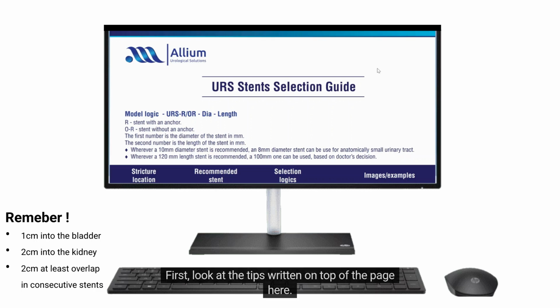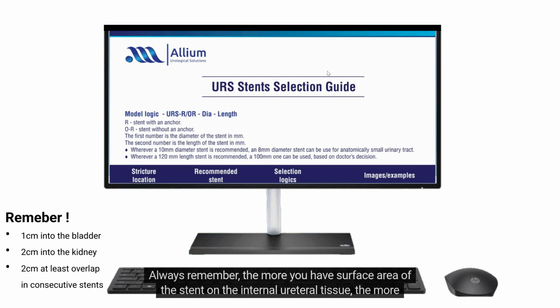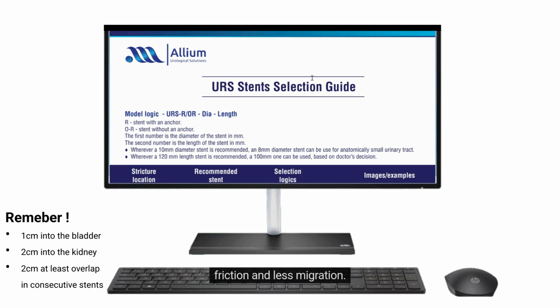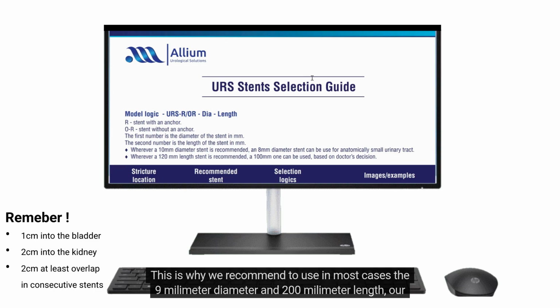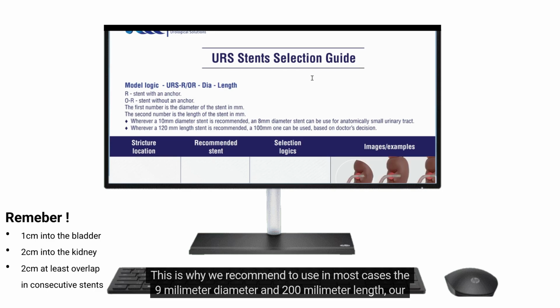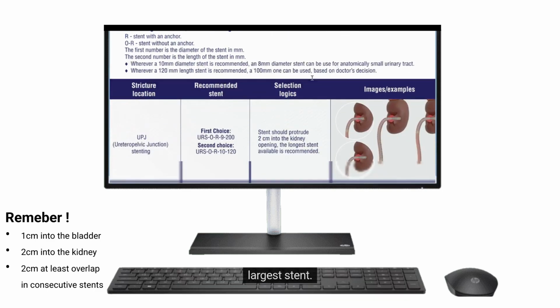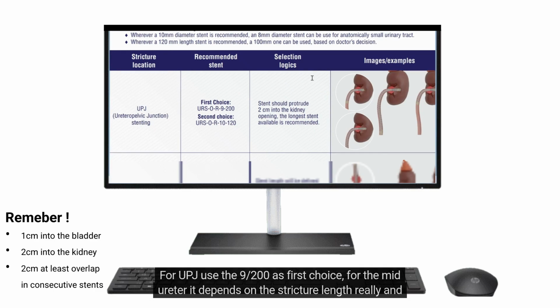First, look at the tips written on top of the page here. For ureteric strictures, choose the Allium URS. Always remember, the more surface area of the stent on the internal ureteral tissue, the more friction and less migration. This is why we recommend to use in most cases the 9mm diameter and 200mm length, our largest stent. For UPJ, use the 9/200 as first choice.